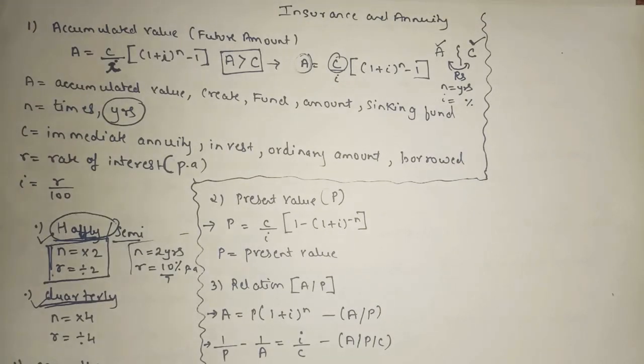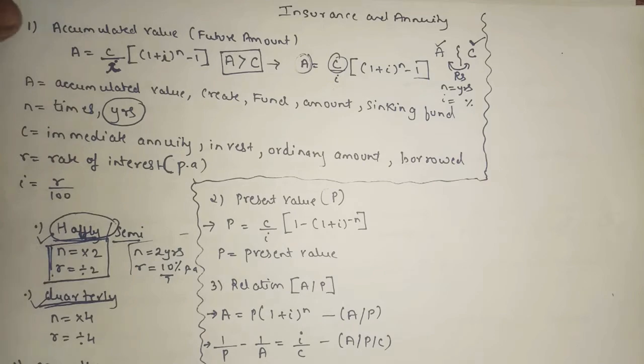Hello students, as in the last lecture, we started with the concept of exercise number 2.2. As I told, exercise 2.2 is based on annuity, and the first exercise was based on insurance. We saw the concept based on exercise number 2.2, where we saw four important formulas.